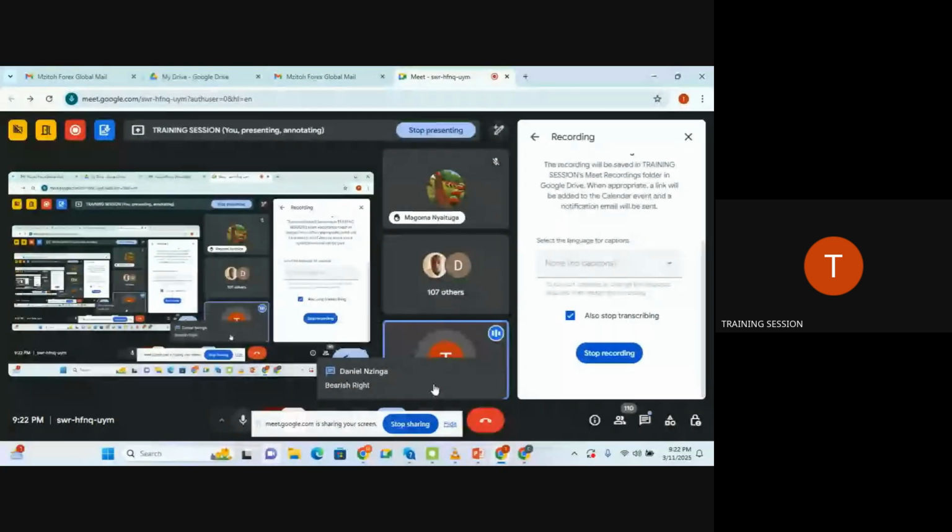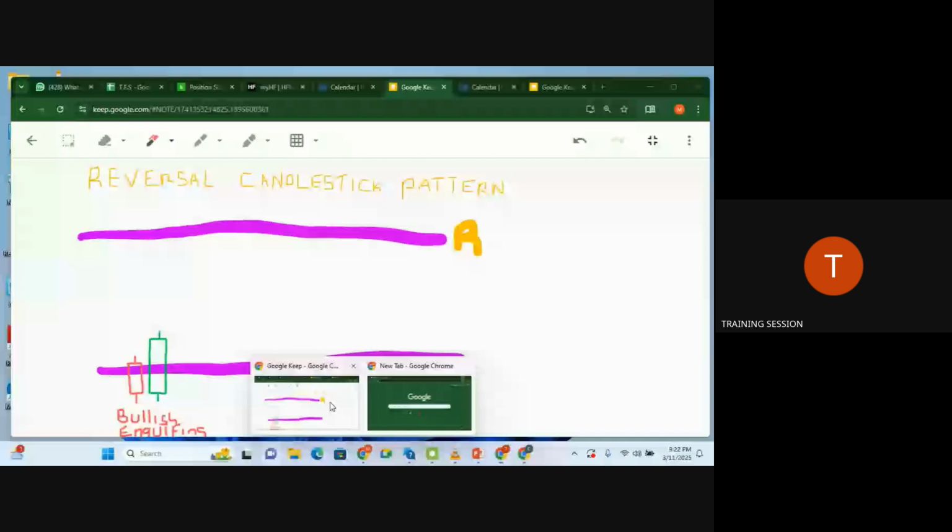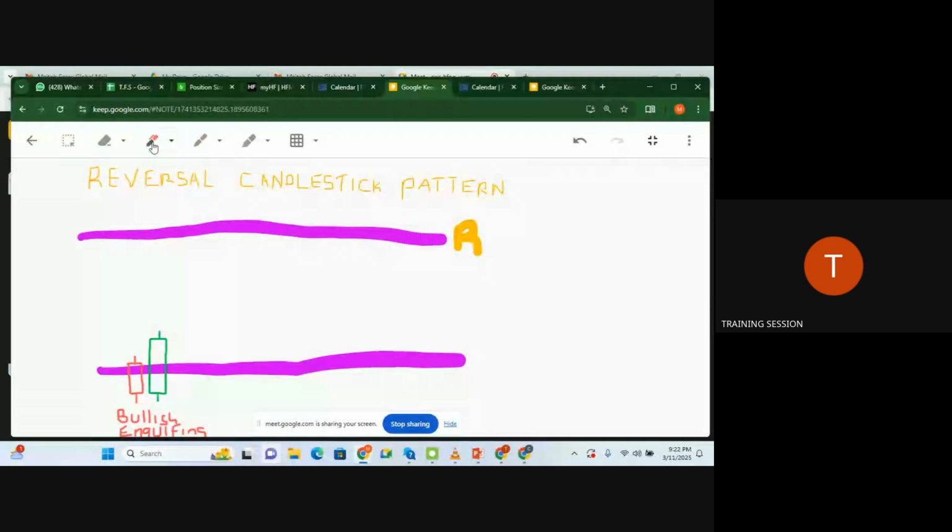Now let's do it together. Ideally, in this case, the bearish is bigger than the bullish, so the bearish will be on the right. It is engulfing, it is covering the whole of the bullish candle. So we call that bearish engulfing the bullish. The bearish is engulfing the bullish.